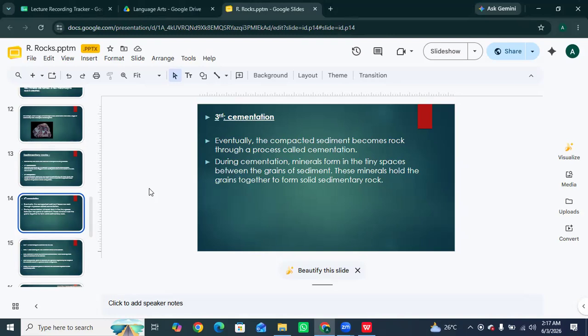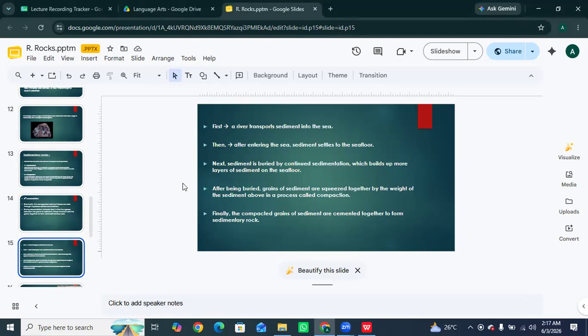Okay. So in simple terms, think of making a sedimentary rock like building a layer cake out of sand. You pile it up, press it down harder, and let natural glue stick it all together.